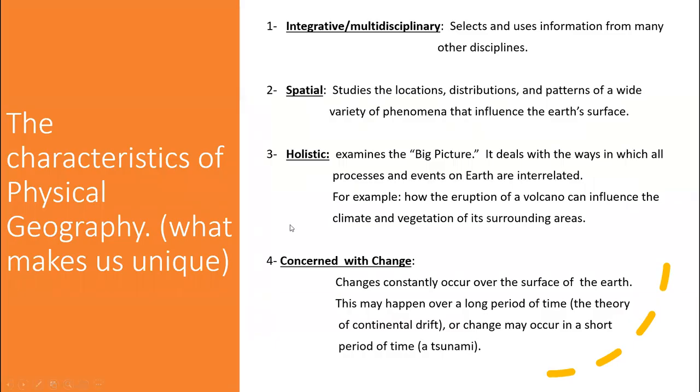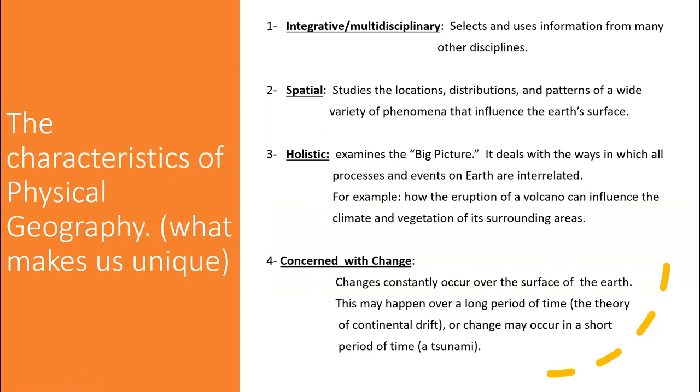So the characteristics of physical geography. What makes us unique? Like I said before, it's multidisciplinary, integrative. We select and use information from many other disciplines, and we are able to put them together to understand the bigger picture. Spatial: we study the location, distribution, and pattern of a wide variety of phenomena that influence the Earth's surface.